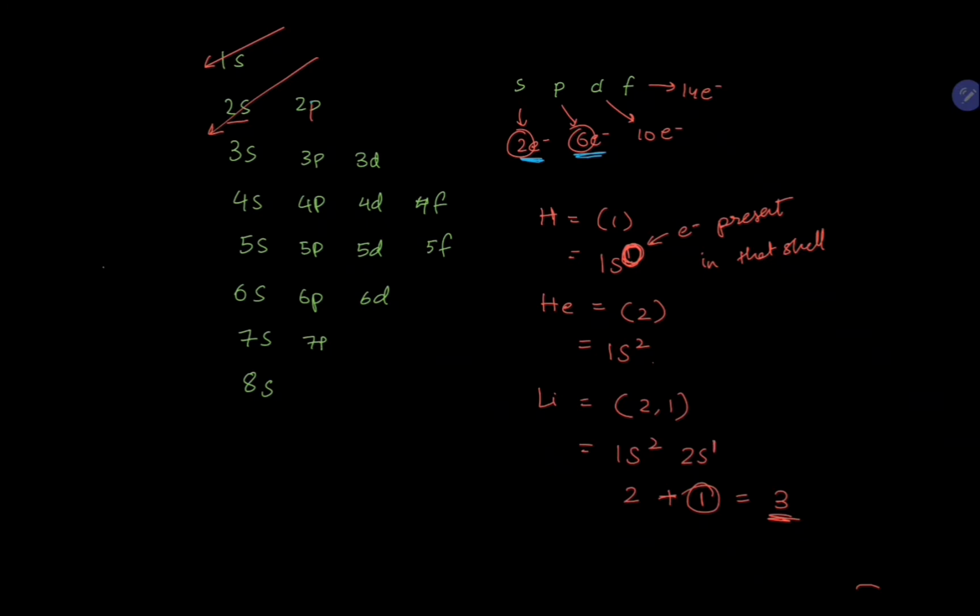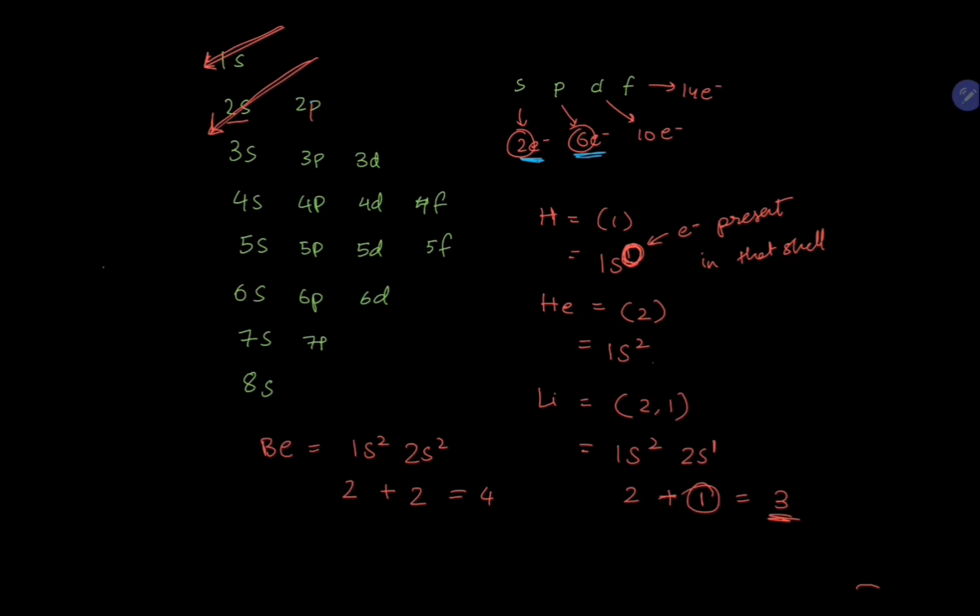Let's check, have we done beryllium? No, we haven't. So beryllium, just like that. 2 in the first shell and other 2 in the second shell, right? Yes. So that gives 4. So what happens here? 1s2, and 2s2. This shell is completed. Fine.